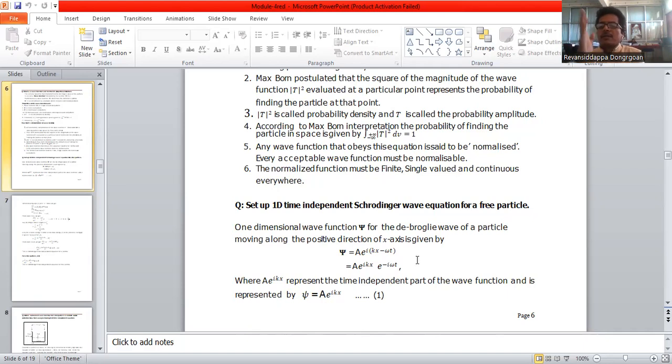These are the fundamental ideas. You need not write these concepts in the exam. Now we'll start the derivation. So we'll come back again.